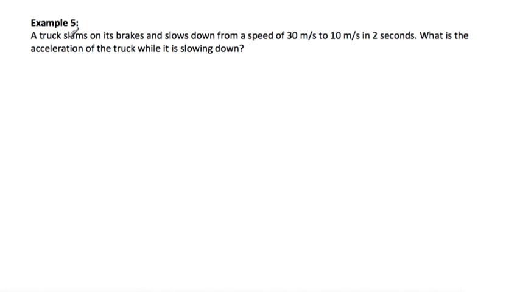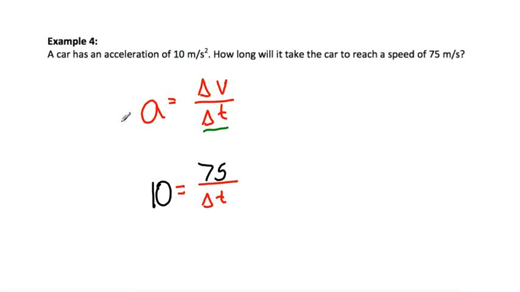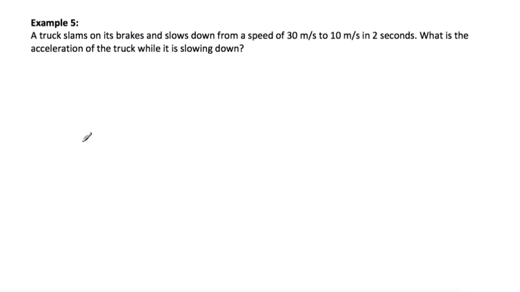Example 5. A truck slams on its brakes and slows down from a speed of 30 to a speed of 10 in 2 seconds. What is the acceleration of the truck while it is slowing down? Alright, so you have two options. You could use our original equation, the one we just used. Just make sure you understand what the change in velocity will be. Or you can use motion equation number 1. Motion equation number 1 was velocity final is equal to velocity initial plus acceleration multiplied by time.